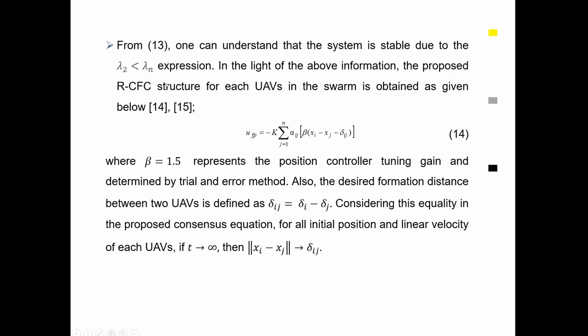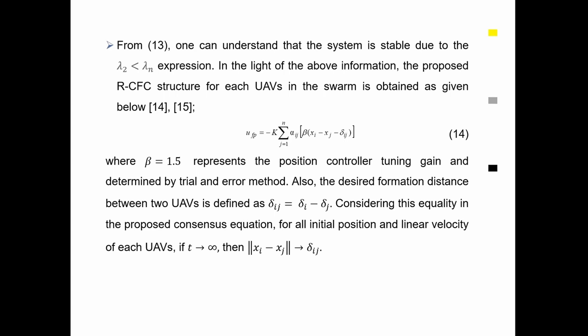So in the light of all this information, the proposed robust consensus-based formation control structure for each UAV used in this study can be obtained by using equation 14. Here, K we achieved in the previous equation. A_ij represents the adjacency matrix of the whole system. This defines all the neighborhoods of the system, and after that we obtain the Laplacian matrix of the system as well. And beta represents the position control tuning, and we determine it in this study by the trial and error method. And also here x_i minus x_j represents the neighbor UAVs.